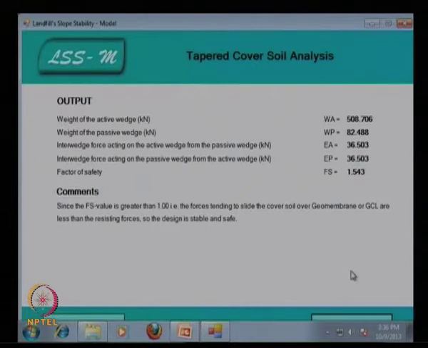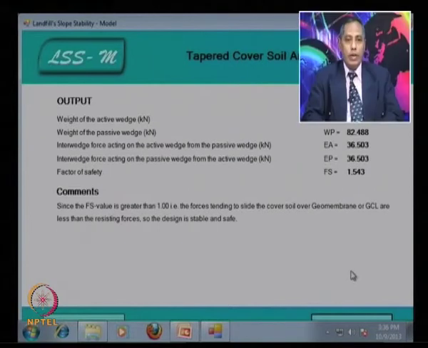weight of the active wedge WA is equal to 508.706 kilonewton, weight of the passive wedge WP is equal to 82.488 kilonewton, and interwedge force acting on the active wedge from the passive wedge, that is EA is equal to 36.503 kilonewton, interwedge force acting on the passive wedge from the active wedge, that is EP is equal to 36.503, and you see here that factor of safety value is 1.543.